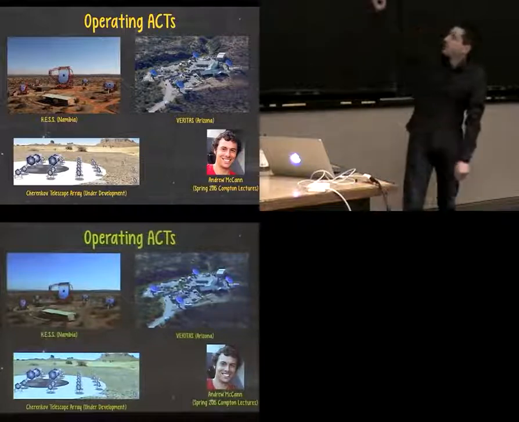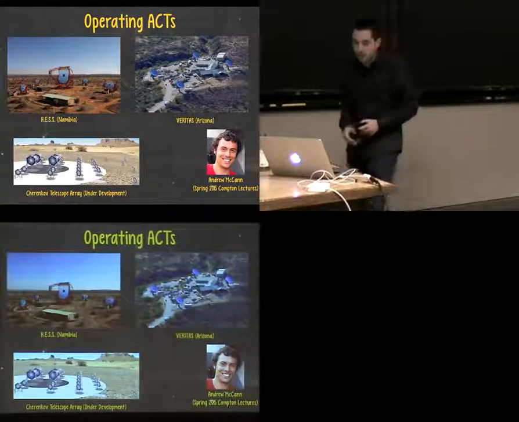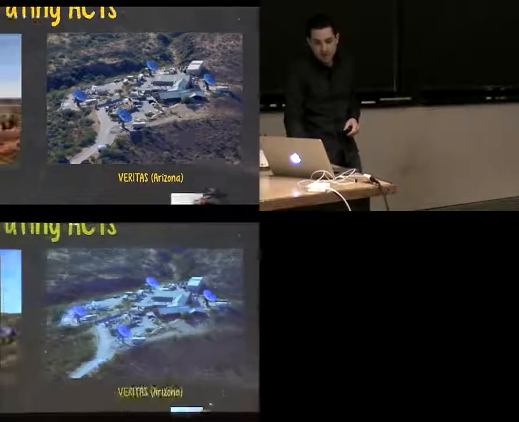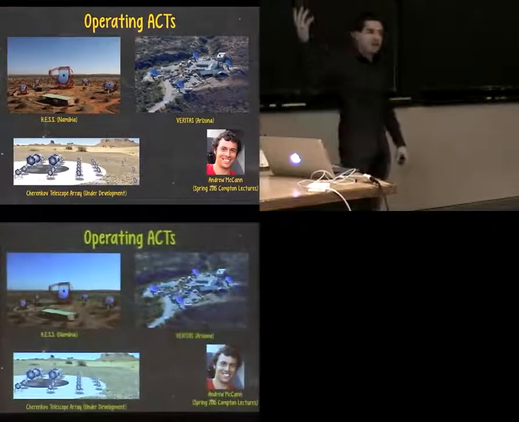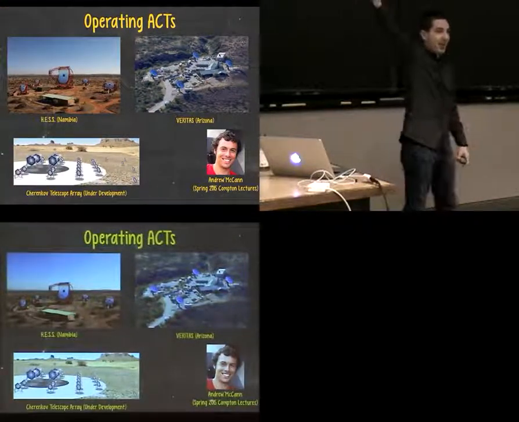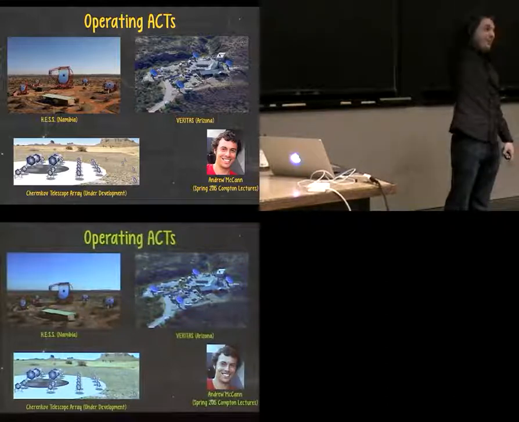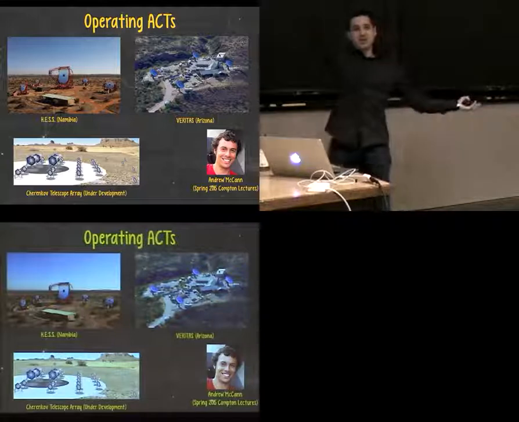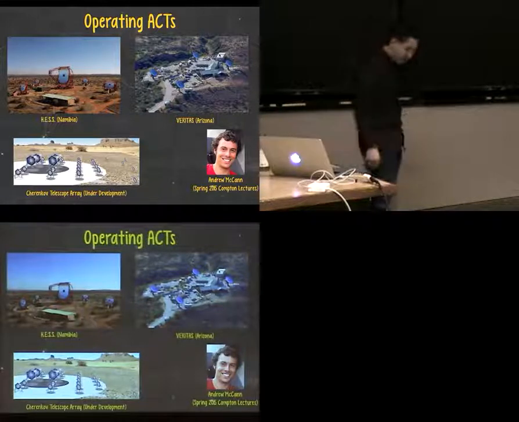This is Veritas, which is in Arizona, and it's its own experiment. Same idea. These are complementary. HESS is in the southern hemisphere. Veritas is in the northern hemisphere. Unlike a space telescope that can go everywhere, these can only look in the hemisphere that they're pointing at.